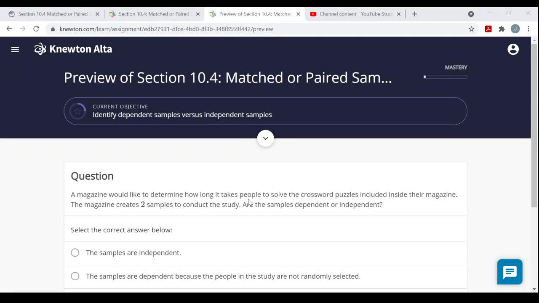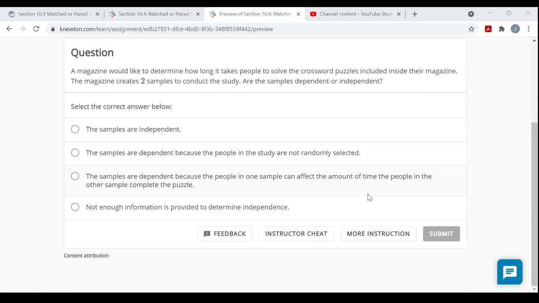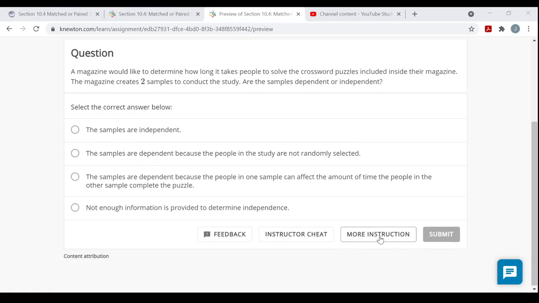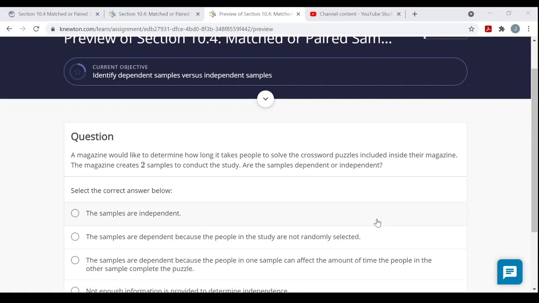So here's this question. Again, if you're unfamiliar with the topic and want to see more about it, click on More Instruction. Look at their videos, their notes, their examples, and hopefully those help. So here, a magazine would like to determine how long it takes people to solve the crossword puzzles included inside their magazine. The magazine creates two samples to conduct the study. Are the samples dependent or independent?